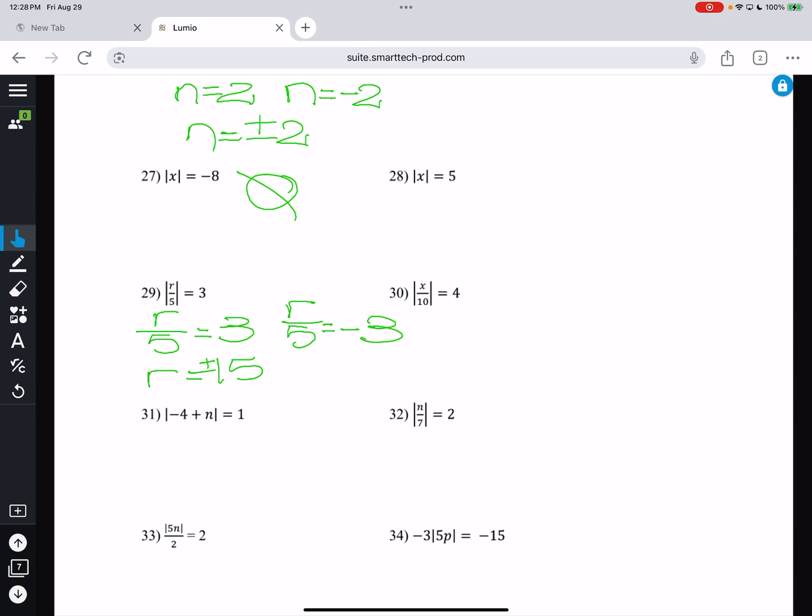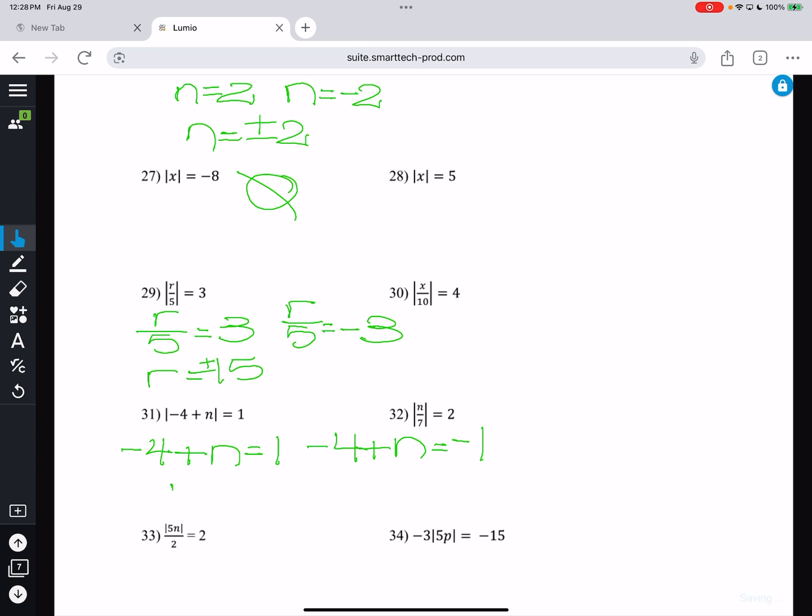Okay? So you're going to have negative 4 plus n equals 1. And then what's our second equation? Positive. That's what I said. Don't ever change it. Negative 4 plus n equals negative 1. Yes, you only change the right-hand side of the equation. All right, then we solve.